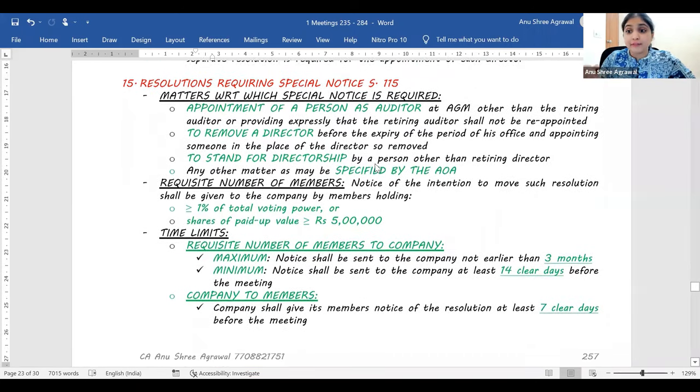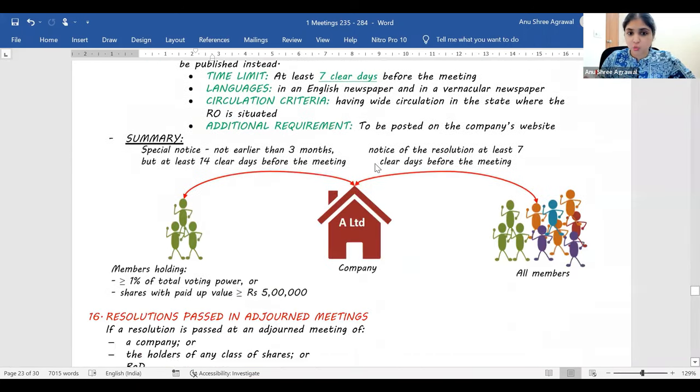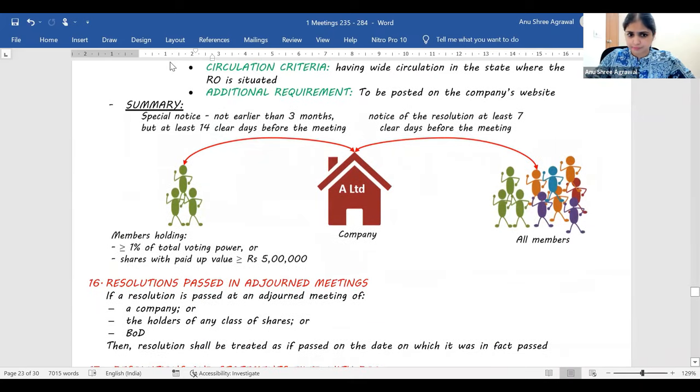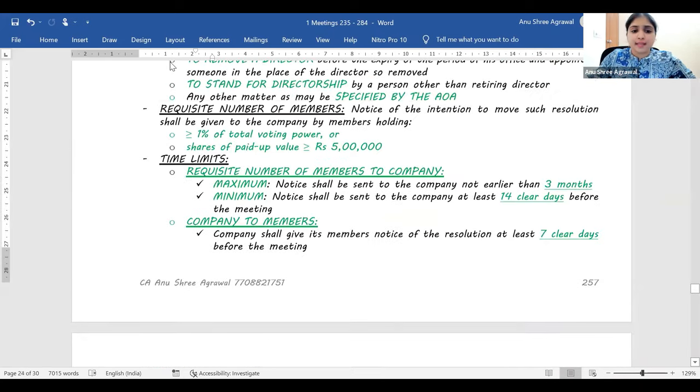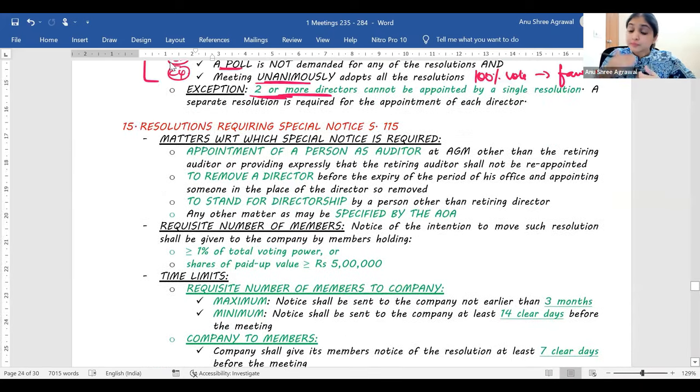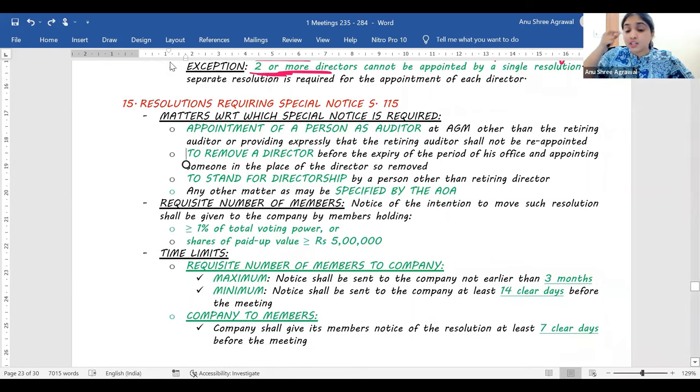Okay. Then we have resolutions requiring special notice. Look at this discussion here. There are these matters for which the shareholders are taking initiative. Generally, who takes initiative? The board. But for these matters, shareholders are taking initiative. What are the matters?